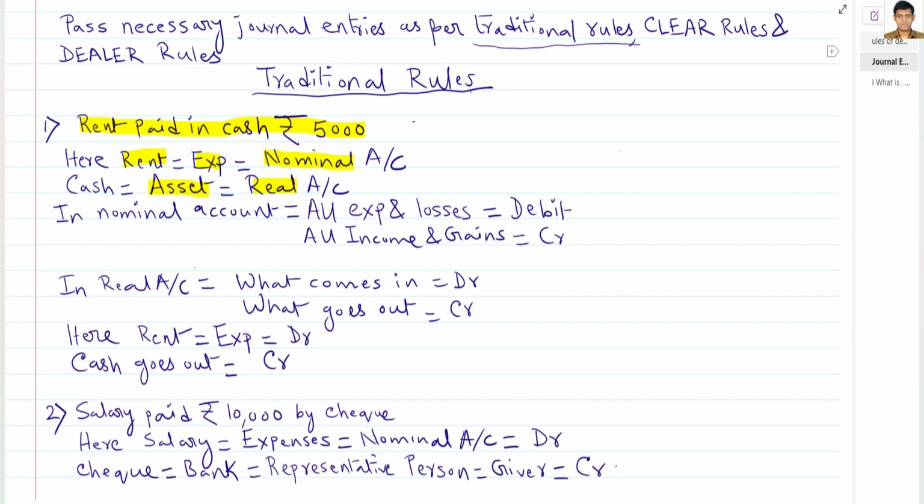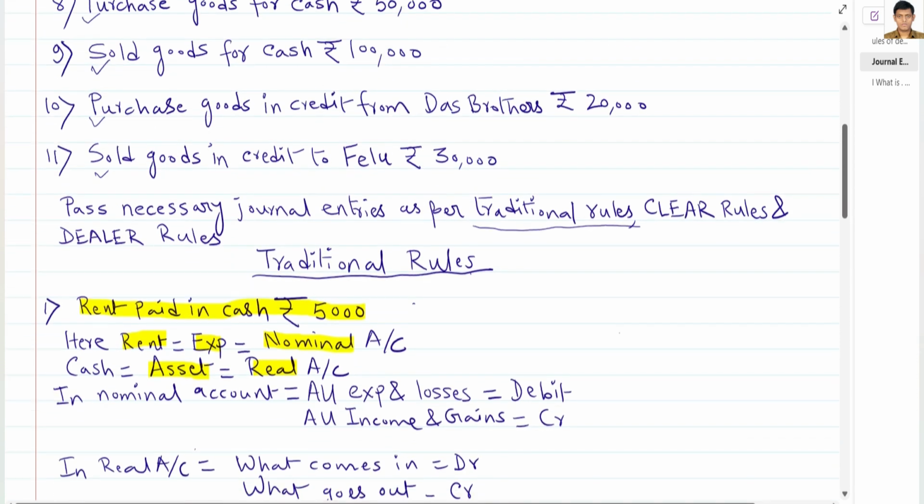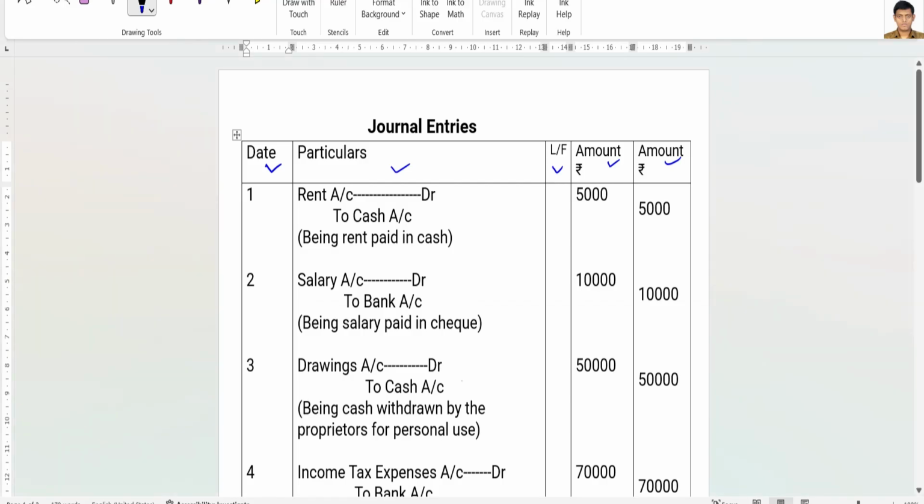And as per the journal entry rules, we all know that in case of nominal account, all expenses and losses are debit, and all incomes and gains are credit. And in case of real account, debit what comes in, credit what goes out. So here, rent paid in cash is an expense. So as per the nominal account rule, it will be debit, and cash goes out, so it will be credit. So the journal entry will be rent account debit to cash rupees 5,000.